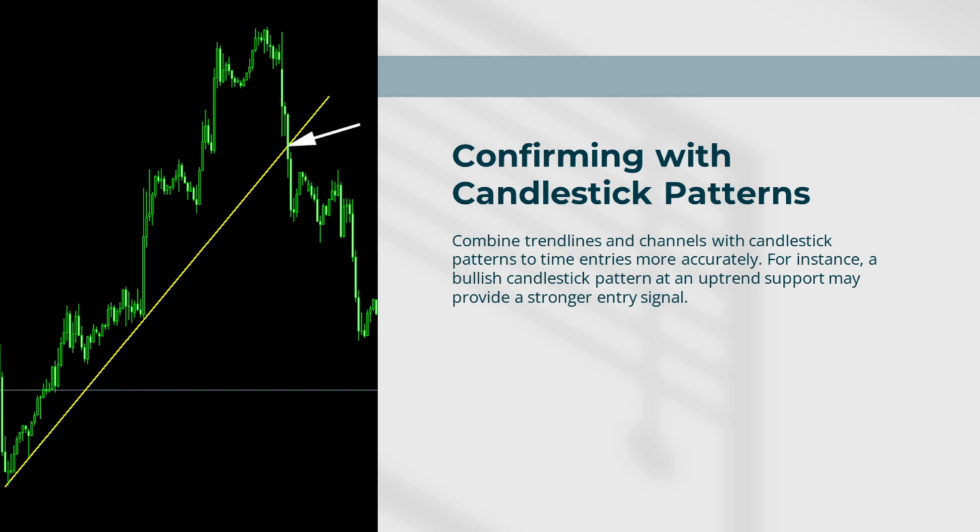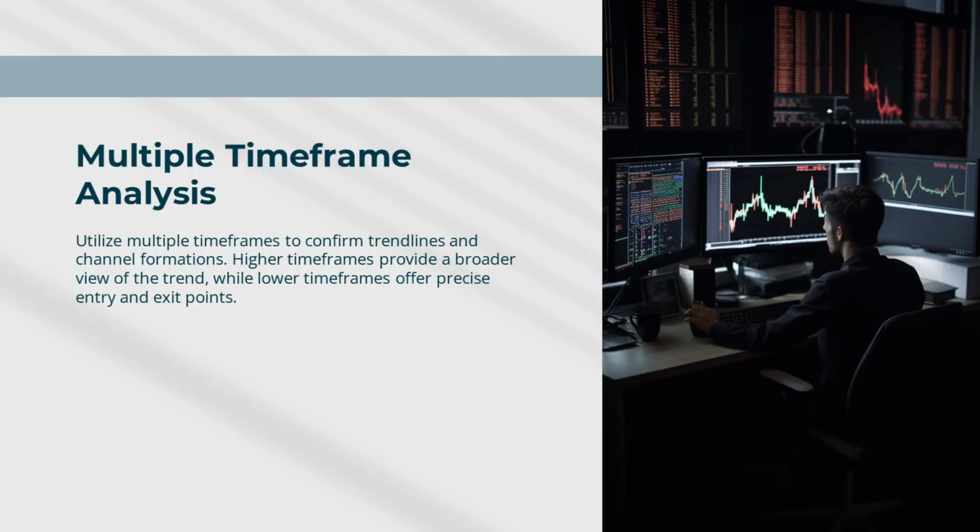Confirming with candlestick patterns. Combine trendlines and channels with candlestick patterns to time entries more accurately. For instance, a bullish candlestick pattern at an uptrend support may provide a stronger entry signal. Multiple time frame analysis. Utilize multiple time frames to confirm trendline and channel formations. Higher time frames provide a broader view of the trend, while lower time frames offer precise entry and exit points.